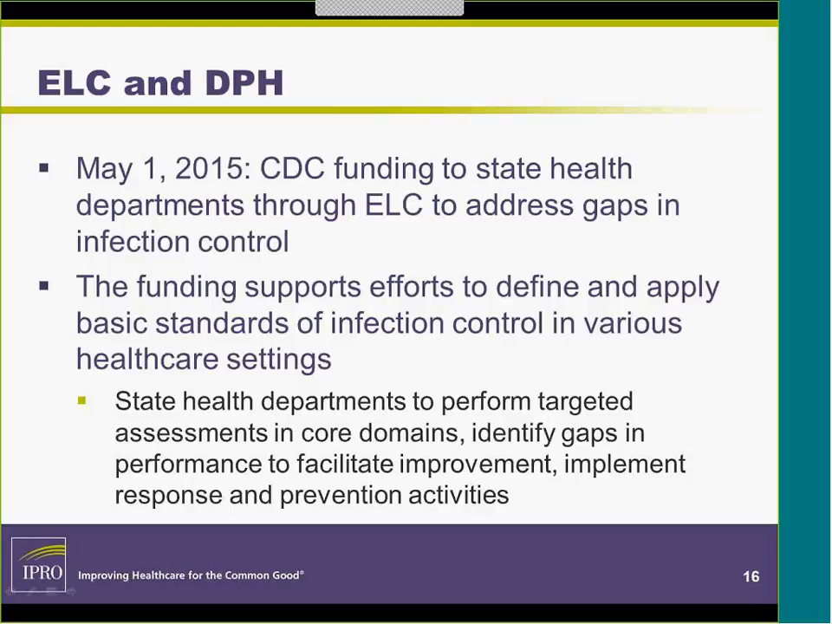There are three essential core elements that exist from the funding, which are really intended to prevent the transmission of infections in healthcare settings. The state health departments are to perform targeted assessments of general infection control competency at healthcare facilities, identify gaps in infection control performance, and facilitate and implement programs and policy change to address gaps in staff performance, competency, and policy. And then to implement response and prevention activities aimed at making a large impact on reducing the transmission of pathogens in the population overall, so the reduction of HAIs.